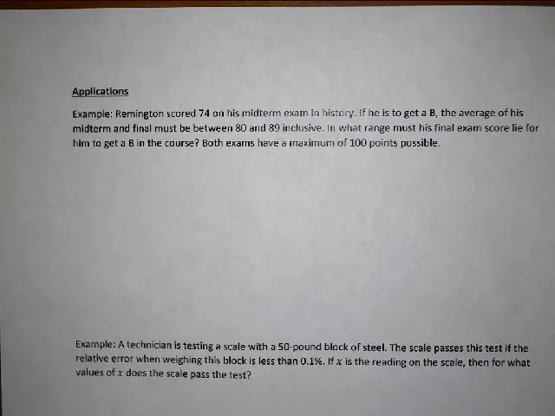So, first problem says Remington scored 74 on his midterm exam in history. If he is to get a B, the average of his midterm and final must be between 80 and 89 inclusive. So it could be 80, it could be 89, but it has to be between those. In what range must his final exam score lie for him to get a B in the course? Both exams have a maximum of 100 points possible.